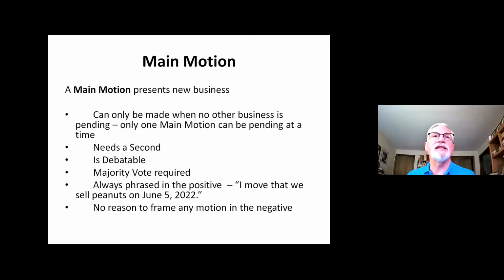A main motion presents new business. It can only be made when no other business is pending, and there can only be one main motion pending at a time. It does need a second. It's debatable, and a majority vote is required. It must always be phrased in the positive, such as, "I move that we sell peanuts on June 5, 2022." There's never really a good reason to frame any motion in the negative, that we shouldn't do something, because if you're not going to do something, there's no reason to make a motion. So the motions are phrased in the positive.